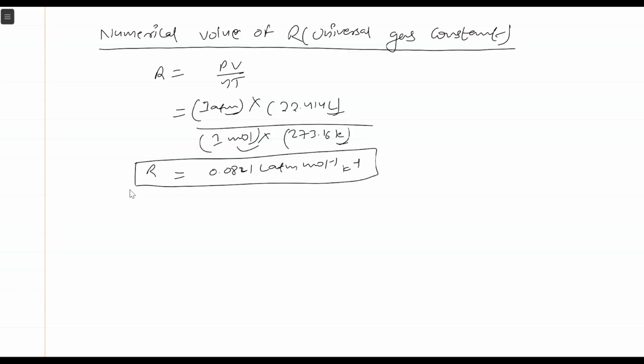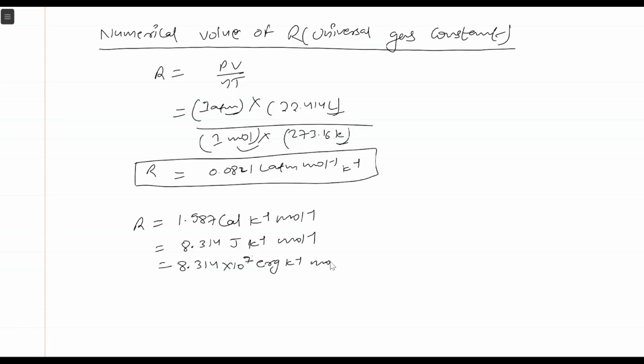So in a different unit system, the value of R is different as well. Now if we talk about another value, then R becomes 1.987 calorie per Kelvin per mole. Similarly, this becomes 8.314 joule per Kelvin per mole, and similarly it becomes 8.314 into 10 to the power 7 erg per Kelvin per mole. Now these are different unit systems and different values.